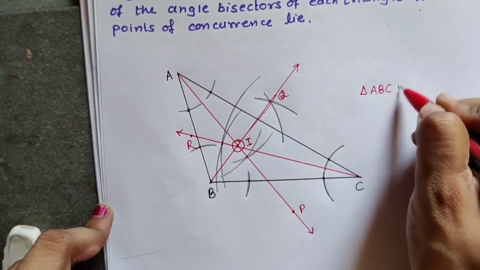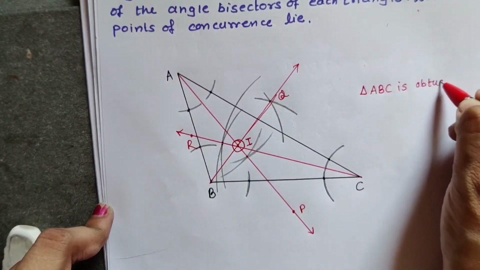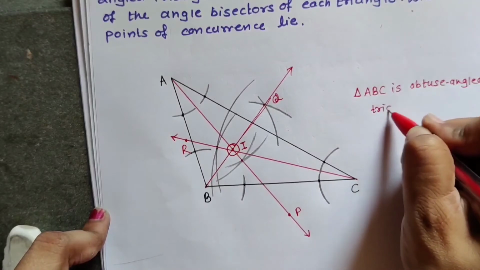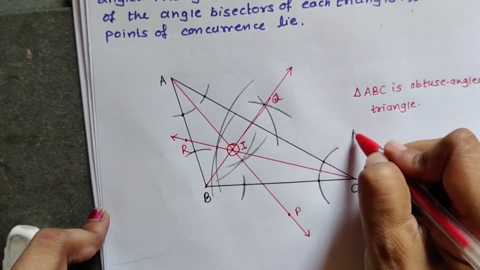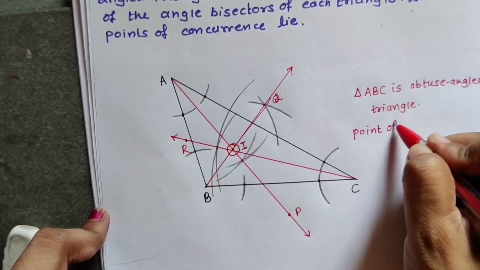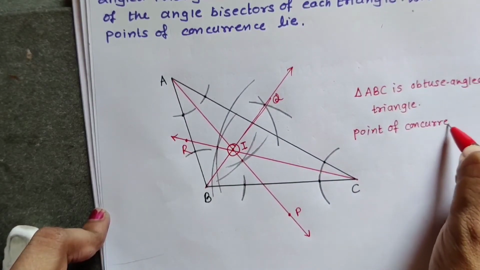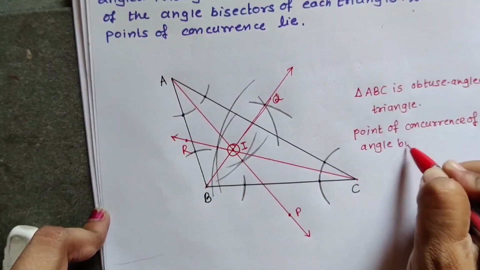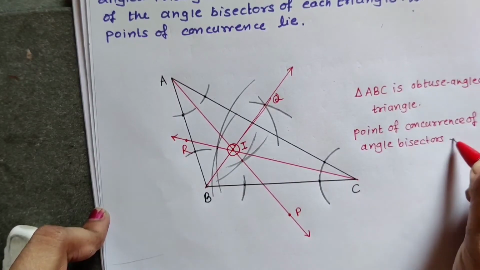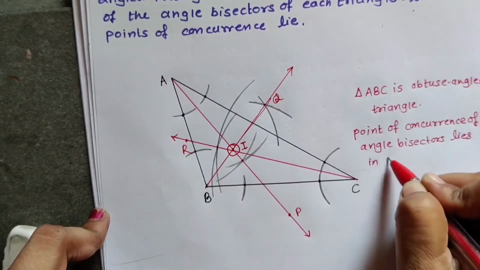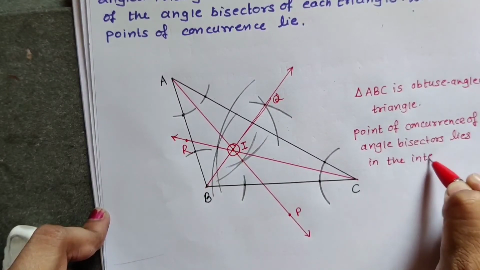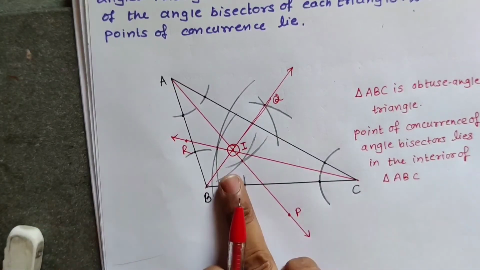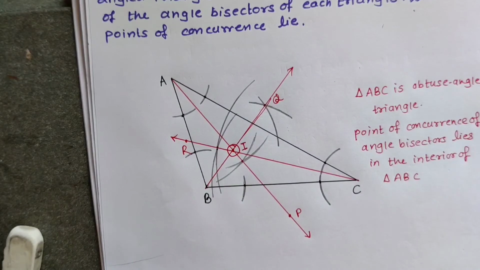Triangle ABC is obtuse angled triangle, and point of concurrence of angle bisectors lies in the interior of triangle ABC. We can see that the point of concurrence lies in the interior of the triangle ABC.